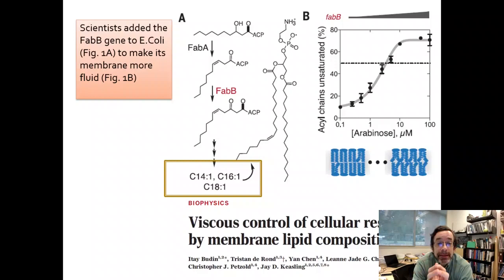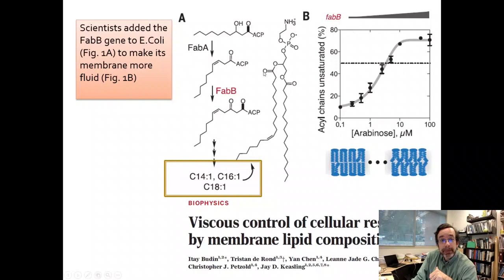You see right here it is making those unsaturated lipids, and they're being incorporated now, 14:1, 16:1, 18:1, incorporated more into the membrane. When you express this gene, you have a more liquid membrane. And so they were able to correlate. Look at the axes on this. The y-axis is how many double bonds do you have in your membrane? And that's controlled by the amount of FABB that you have that makes the double bonds.